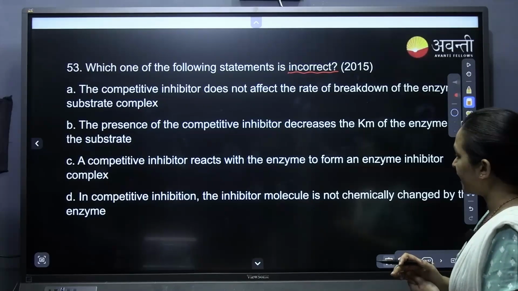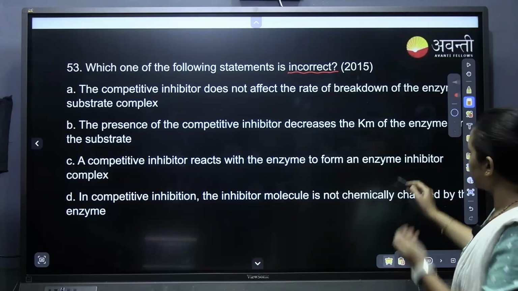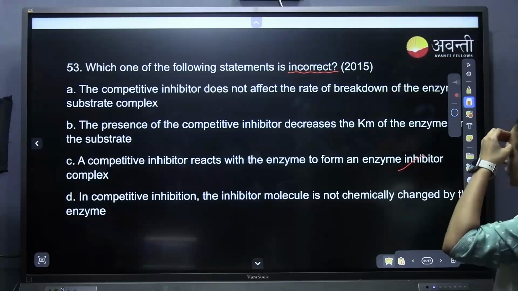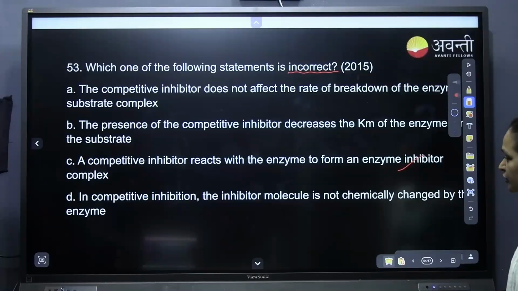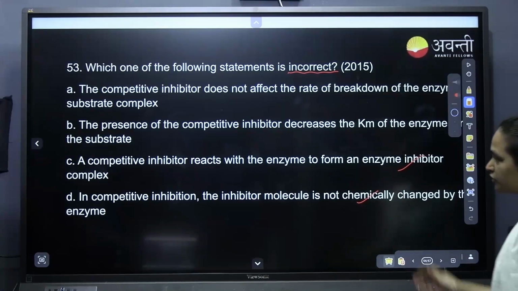The competitive inhibitor reacts with the enzyme to form the enzyme inhibitor complex. We need to find which is incorrect. In enzyme inhibition, the inhibitor molecule is not chemically changed by the enzyme. It is not chemically changed. It is just going and binding.